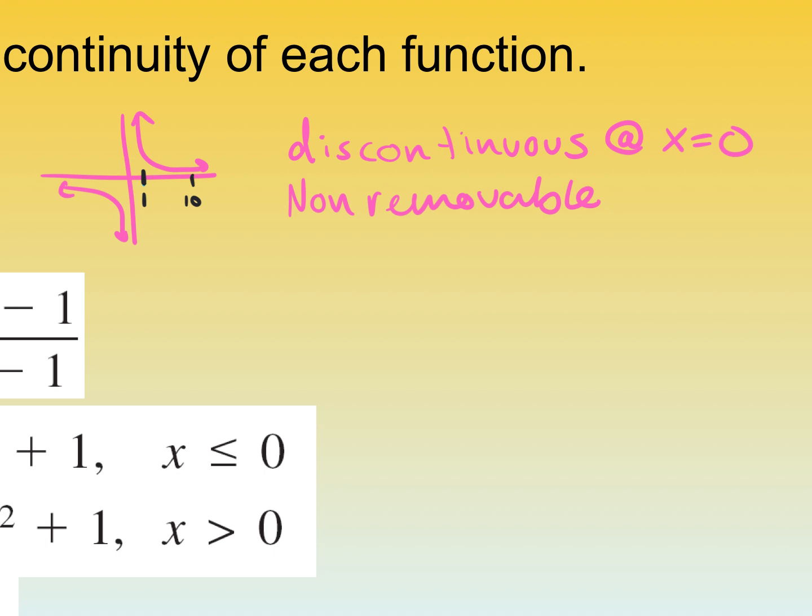This one's discontinuous at x equals 0. It'd be discontinuous from negative infinity to positive infinity. But if we specified, we could say that it's continuous from 1 to 10. It'd be continuous everywhere except at 0.